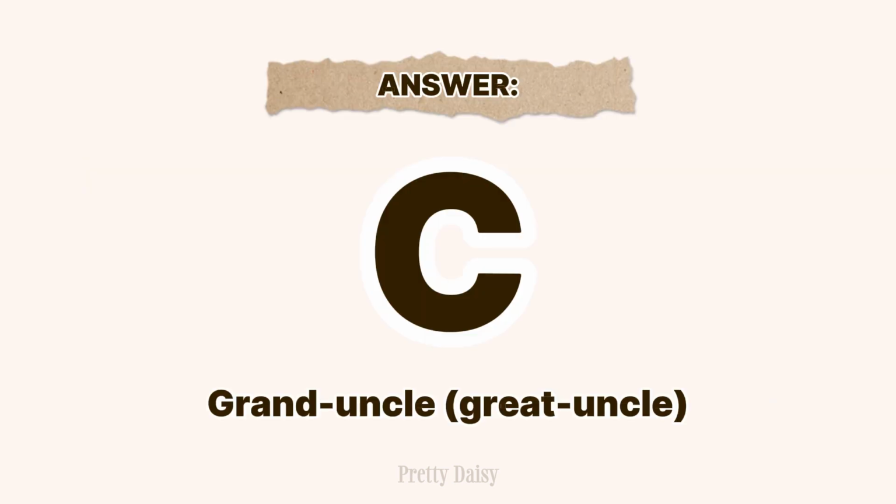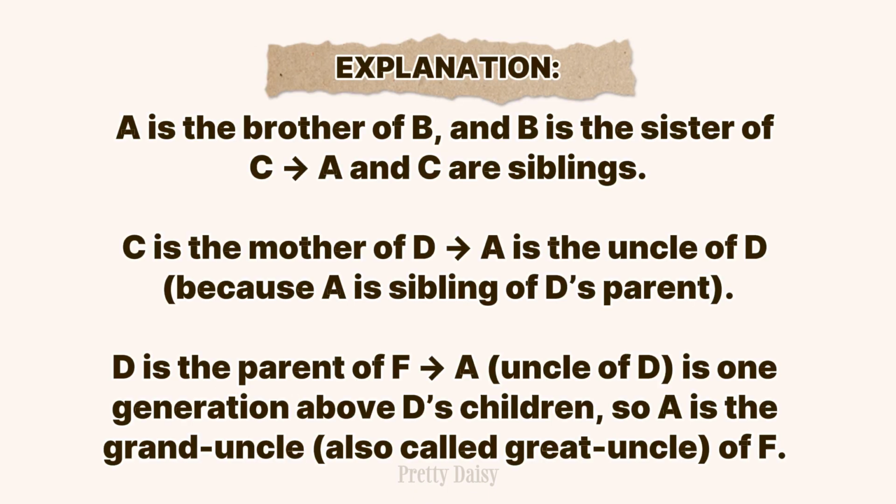Answer. C. Granduncle or great-uncle. A is the brother of B, and B is the sister of C, so A and C are siblings. C is the mother of D, so A is the uncle of D, because A is a sibling of D's parent. D is the parent of F, and A, uncle of D, is one generation above D's children. So A is the granduncle, also called great-uncle, of F.